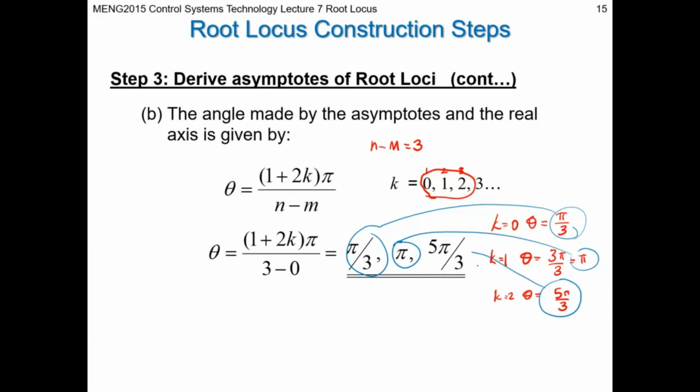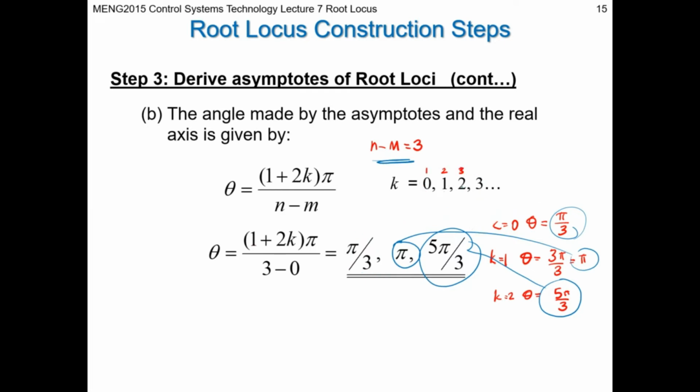All right, just to make sure we see that. We use 3 values of k: 0, 1, and 2. If we had, let's say, 6 poles and 2 zeros, then our n minus m would be 4. So in that case, we would use values of k of 0, 1, 2, and 3, because we use 4 values of k.